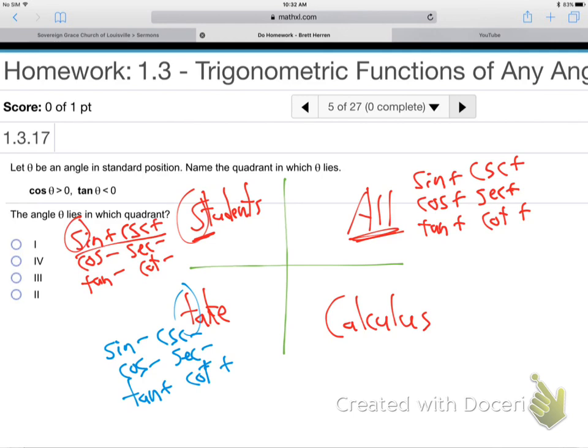You guys with me? See, this is a way to remember which functions are positive where. For the 6 trig functions, this is a way to remember which ones are positive where. All students take calculus. All of them are positive in the first quadrant. Only sine and his upside down are positive in the second. Only tangent and his upside down, cotangent, are positive in the third. The other 4 are negative.